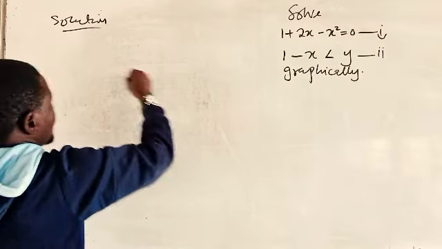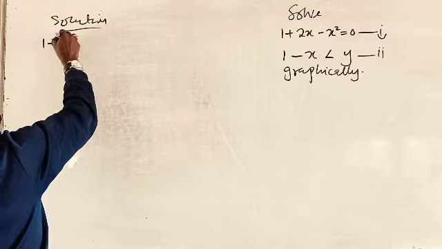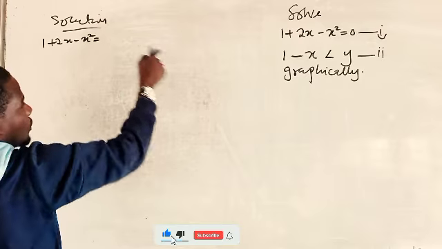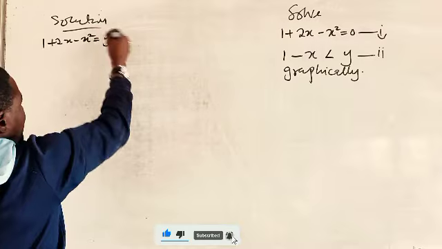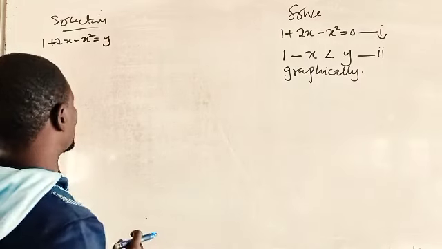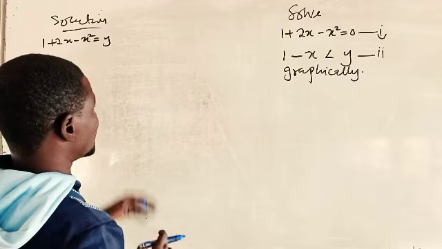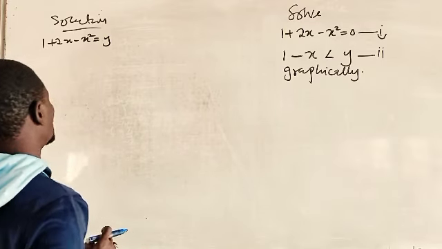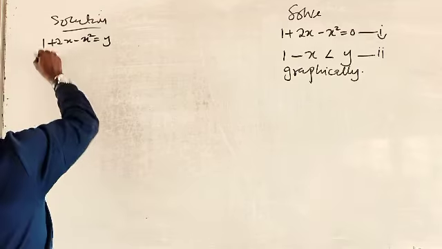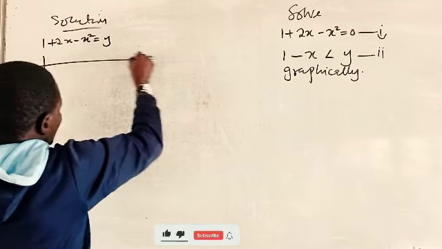Now bring the first equation, which is 1 plus 2x minus x squared. Instead of equal to 0, you remove it and put y, because we are asked to find the value of x and y. Remove the 0 and put the y. So what we should do is to form a table of values of x and y.